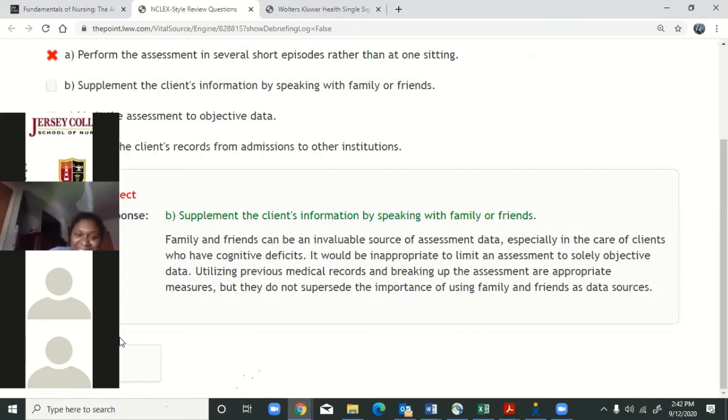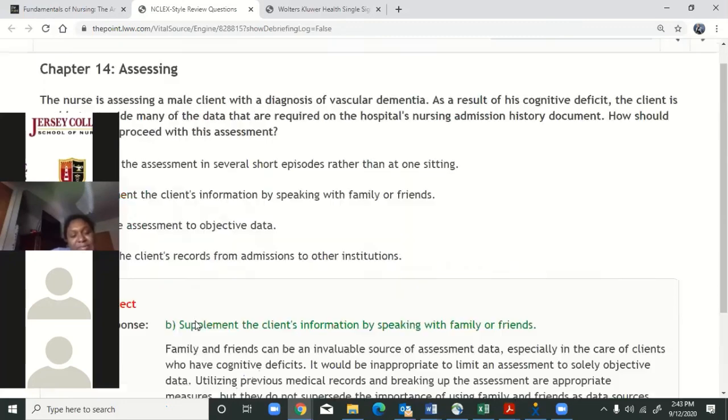Yeah, because you need information. The client is unable to provide information, and the only people you can get information from is from the family. You're getting them fast. The rest of it is like objective data, what you can get from the client.